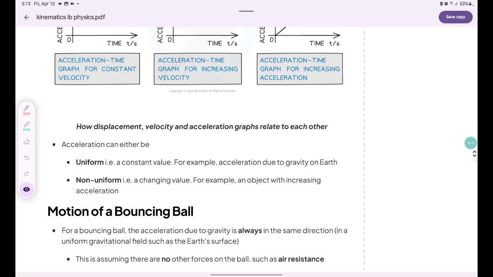How displacement, velocity and acceleration graphs relate to each other. Acceleration can either be uniform or non-uniform. Uniform, i.e. a constant value, for example acceleration due to gravity on Earth. Non-uniform acceleration, a changing value, for example an object with increasing acceleration like a car when you press the pedal.